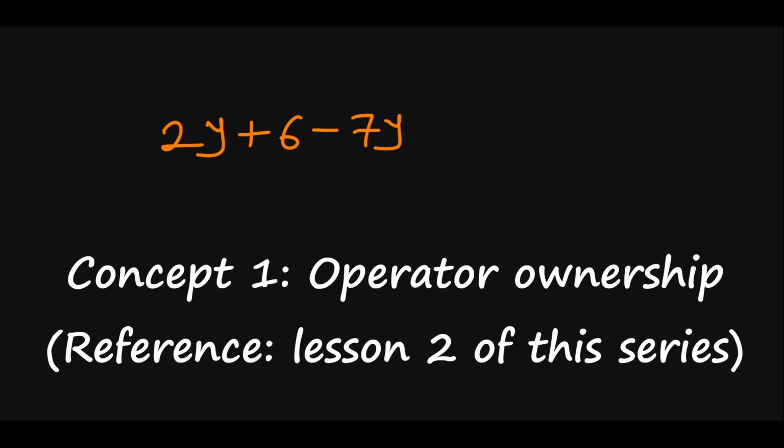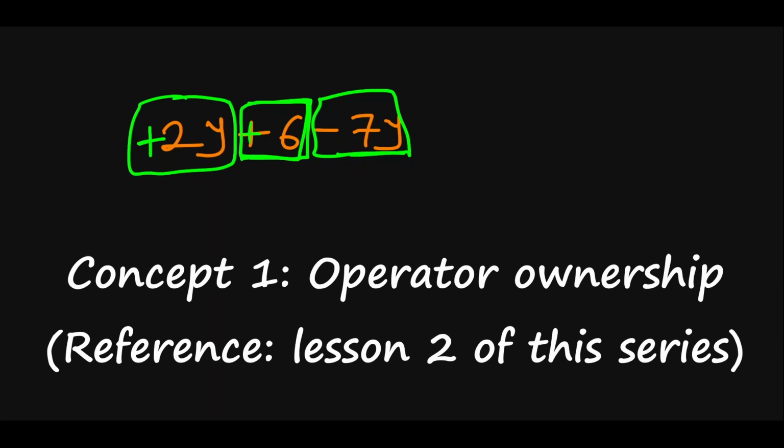So the operator ownership is just saying that every term or number in an expression owns an operator. And what operator does it own? It owns the operator to its left. So this 6 now owns this plus. This 7y owns the minus. And for 2y, which has no operator to its left, automatically there's a plus here. This is what the operator ownership is telling us.